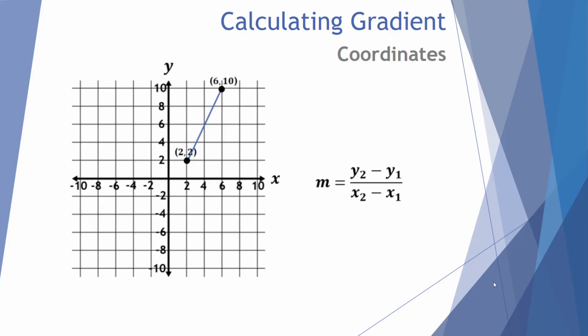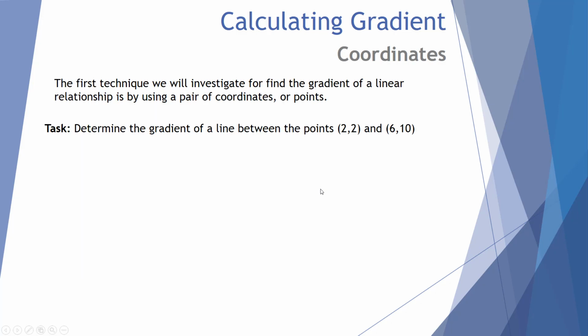Welcome mathematicians. In this video we'll be looking at calculating the gradient from coordinates, or if you like, points. So I have here a graph showing 2 points, point 1 and point 2, and the general equation we can use to work out the gradient, which we use the symbol m for. So let's look at 4 examples.